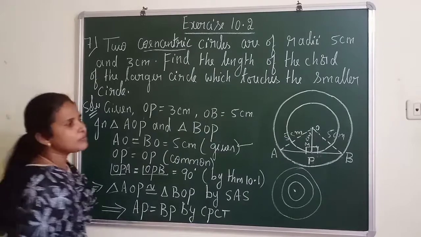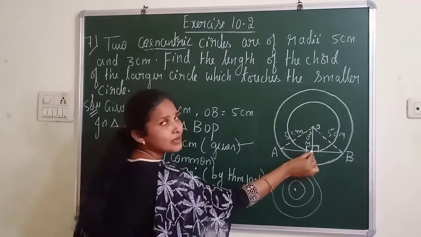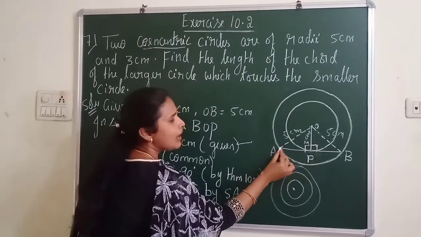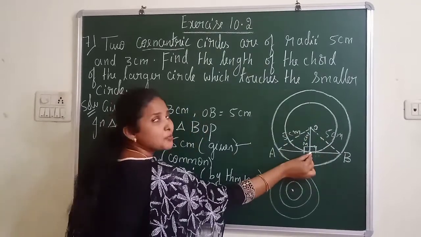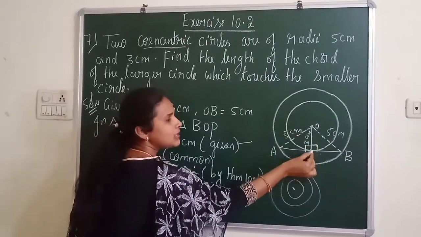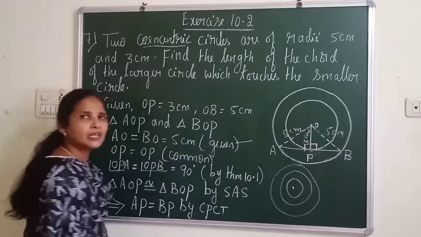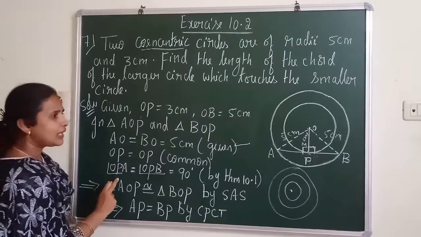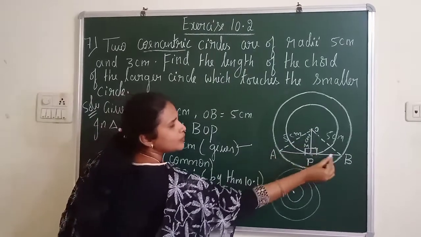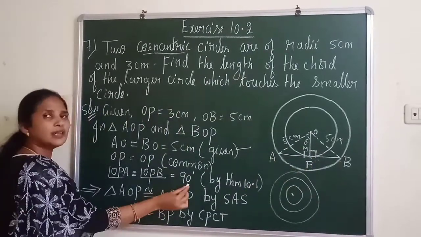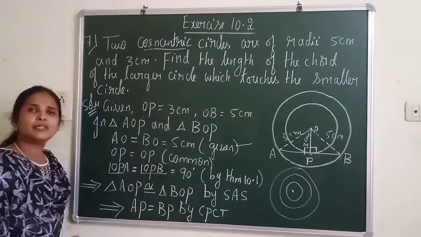And the third matching pair, as you know, OP is the radius of the smaller circle and AB is a tangent for the smaller circle and P is the point of contact. So by theorem I can tell that OP is perpendicular to AB. So I can tell that angle OPA equals angle OPB equals how much? 90 degrees. So I got the third matching pair.